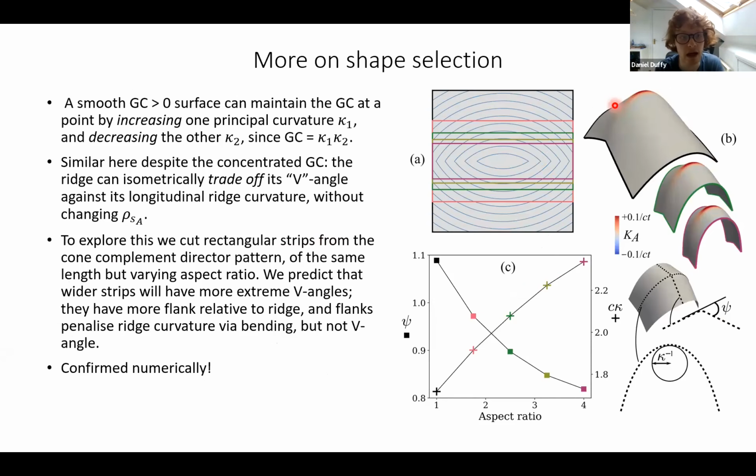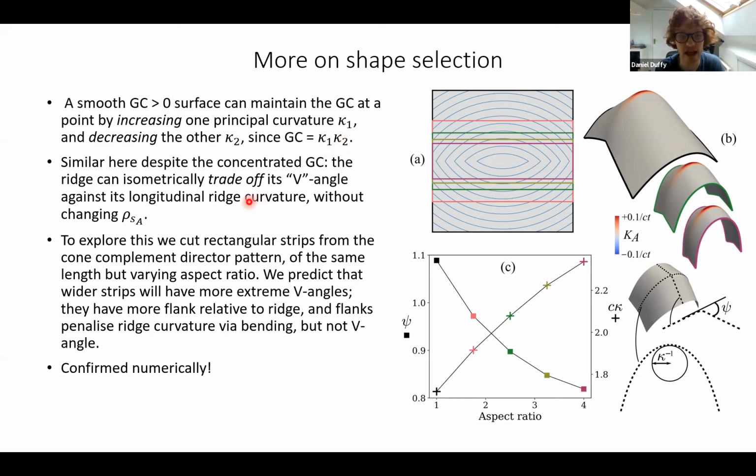So relatedly to that, think a bit more about shape selection between these kinds of shapes. If you take a smooth surface, which for example has Gauss curvature that's positive, you can maintain the same Gauss curvature at a point by increasing one principal curvature and decreasing the other. The Gauss curvature is this product kappa 1 kappa 2. Say if you double kappa 1 and halve kappa 2, you have the same Gauss curvature. So there's a kind of trade-off between the two that's possible.